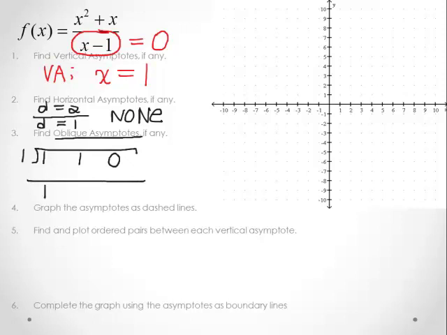So I bring down the 1. 1 times 1 is 1. So I add vertically. 1 plus 1 is 2. I multiply 2 times 1. And then add vertically. 0 plus 2 is 2.